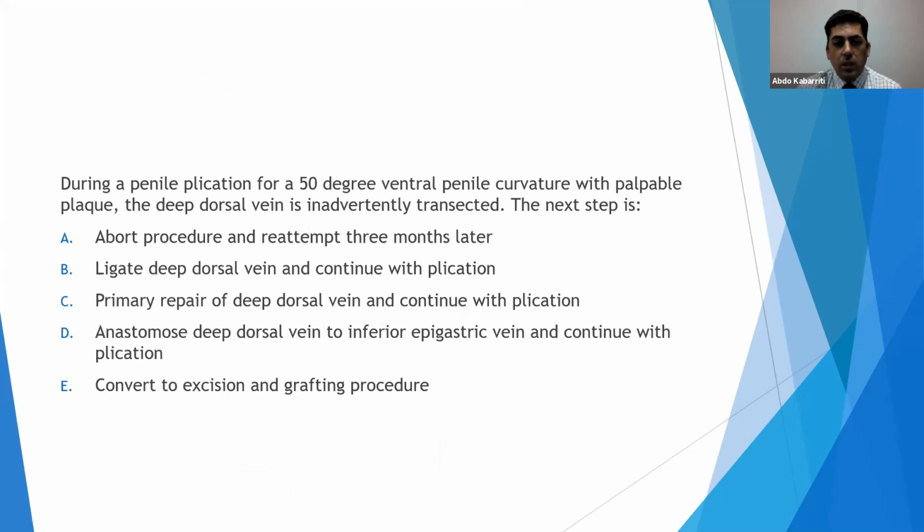Here's another question. During the penile plication for 50-degree ventral penile curvature with a palpable plaque, the dorsal vein is inadvertently transected. The next step is: you just ligate the deep dorsal vein and you continue with the plication, given the nice venous drainage of the penis.